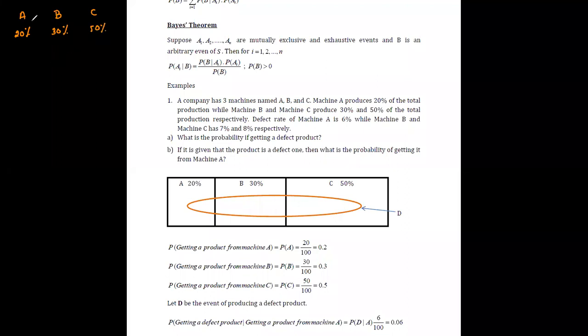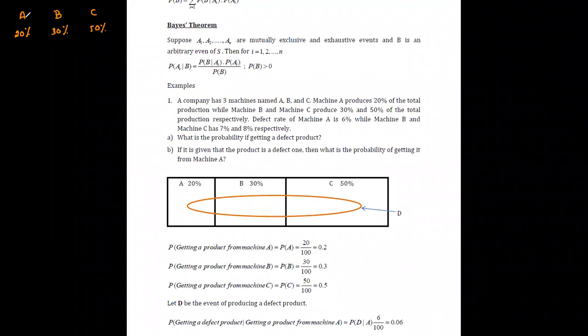Now, if you look at these 3 machines, you can see that they are working independently, therefore there is no intersection among these 3 machines. It is because A produces items separately and it does not have any intersection with machine B or machine C. And for B and C, the same scenario is there.